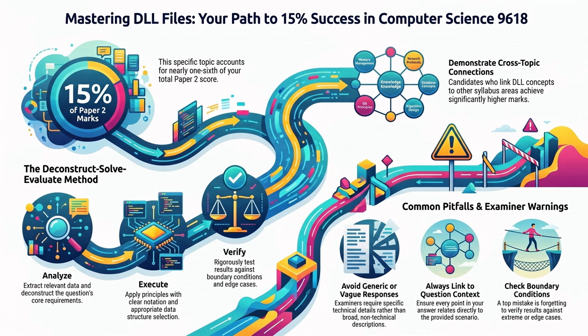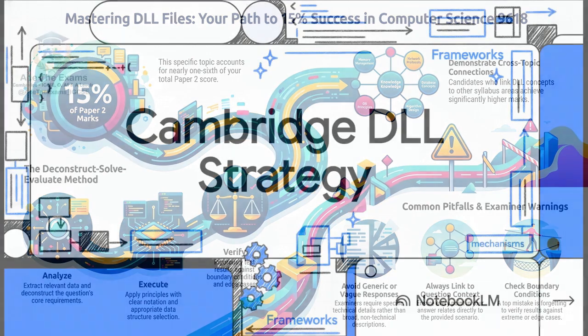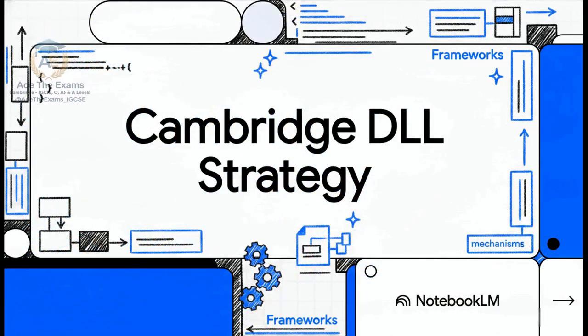Welcome to This Explainer. Today, we are absolutely leveling up your game. We are diving deep into the Cambridge AS and A-level computer science syllabus, specifically focusing on course code 9618. We are here to master a topic that trips up countless students every single year: dynamic link library files, or DLLs, and their specific benefits to developers.